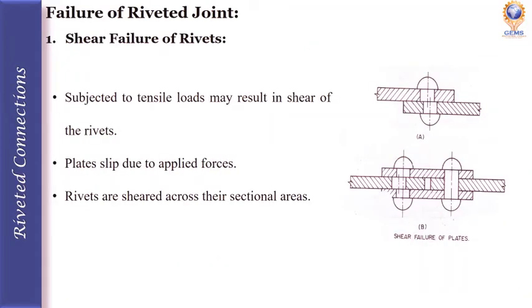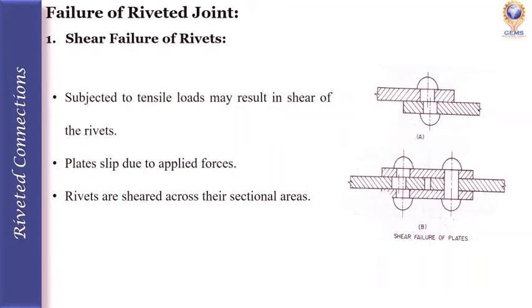Next topic is failure of riveted joints. Under the failure of riveted joint, the first failure is shear failure of rivets. Plates riveted together and subjected to tensile load may result in the shear of the rivets. When the load is applied, the plates may slip due to applied forces. Due to that, rivets are sheared across their sectional areas. Single shear occurs in a lap joint and double shear occurs in the butt joint.